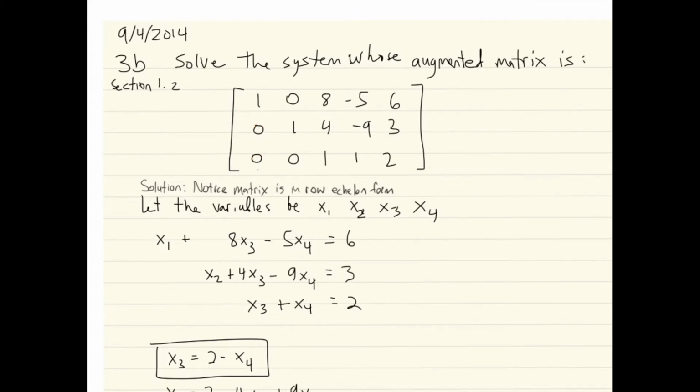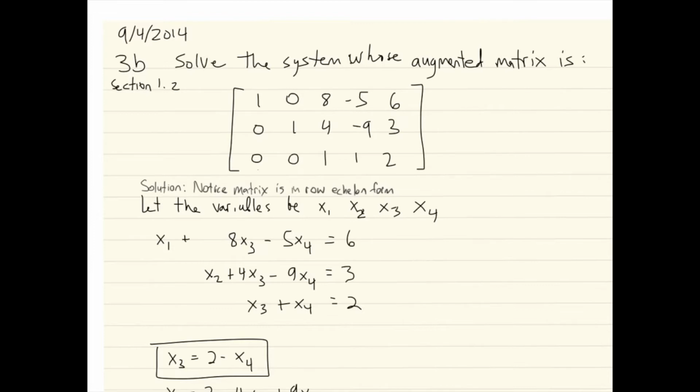This first row translates to the equation x1 plus 8x3 minus 5x4 equals 6. So this is an augmented matrix, they told us, and so secretly there is a line here that represents the equals in the equations. I've chosen to name the variables x1, x2, x3, and x4, but you can choose w, x, y, z, or what have you.